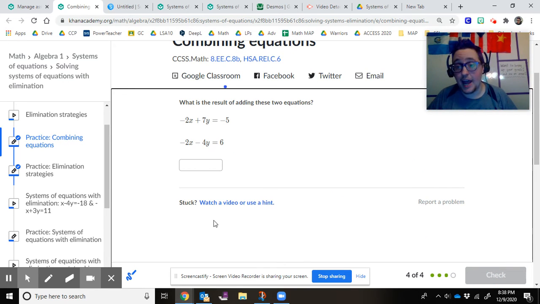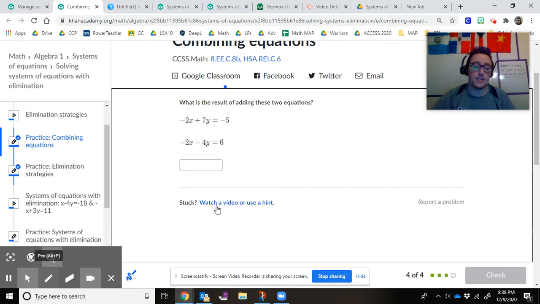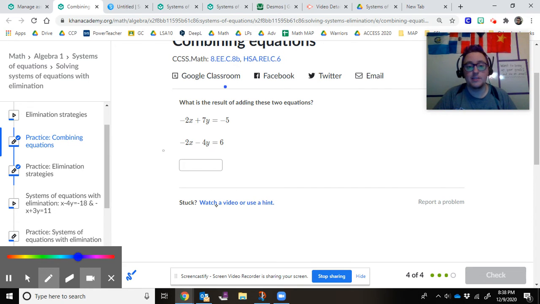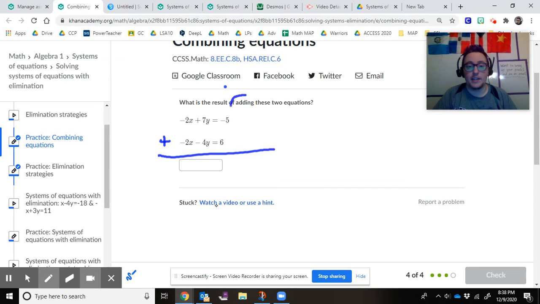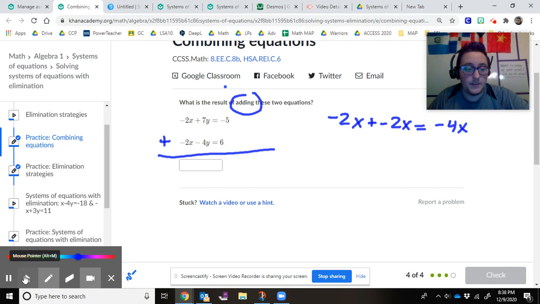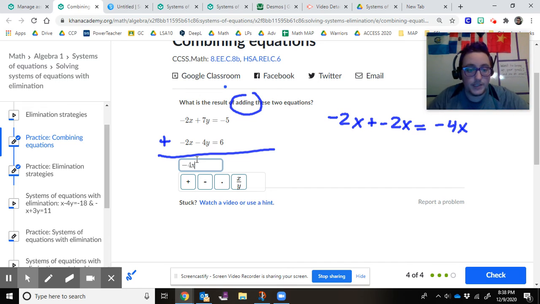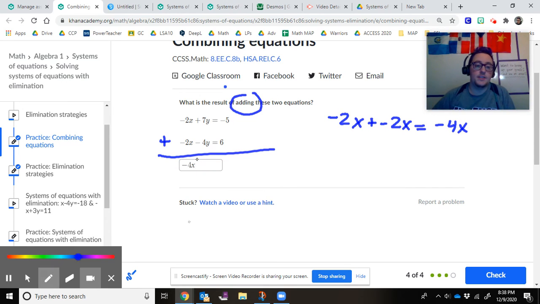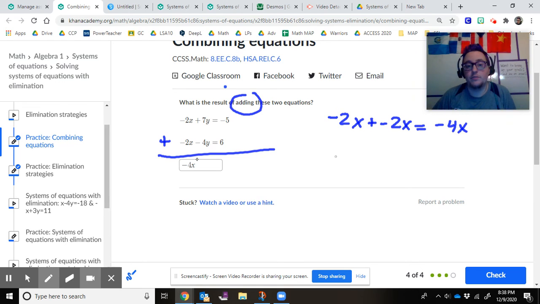Yeah, okay, so this next one is an adding example. So you're going to do the same thing you did in the last one, except this time you're going to add. It says adding this time. So I do negative 2x plus negative 2x, which is negative 4x. So I'm going to type negative 4x. Then it says 7y plus negative 4y, which is 3y.